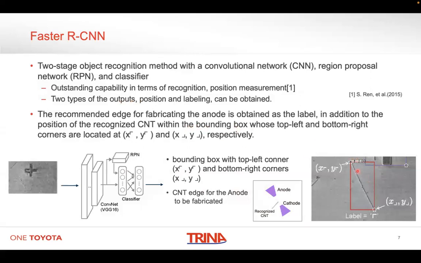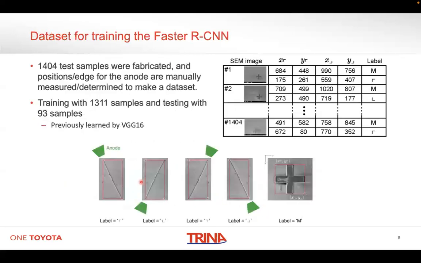In the bounding box, we have the information of the four corners, this one, this one, this one, this one. Two corners should show the positions of the two edges. According to this information, we can know where the carbon nanotube is located. And the label information shows which edge is suitable for fabricating the anode. The detail can be seen in this picture.